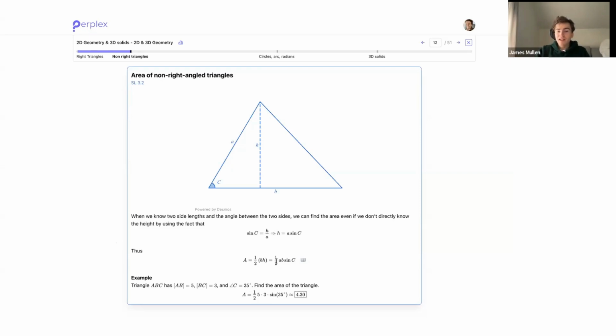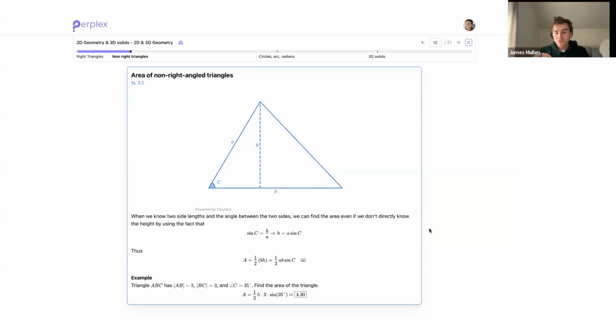If I plug that in, I get 1 over 2 AB sine C. And this is in your formula booklet. I'm only showing you this so you understand where it came from. But in general, you can just apply this formula when you know two sides and the angle between those two sides. That part's important. So if you are given two sides of a triangle and another side and another angle, or maybe both other angles, you first have to find the angle between the two sides.